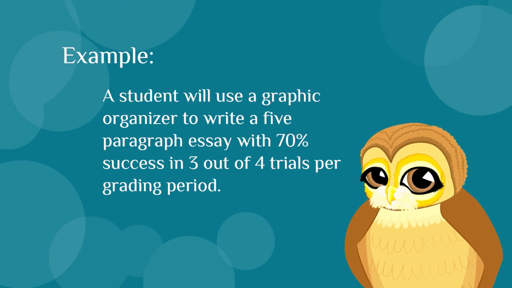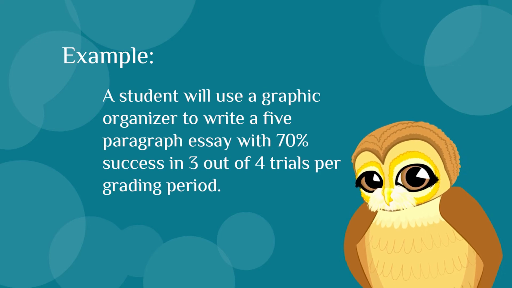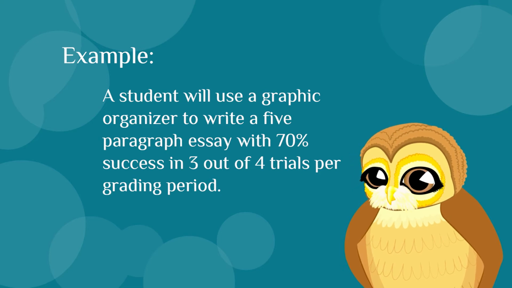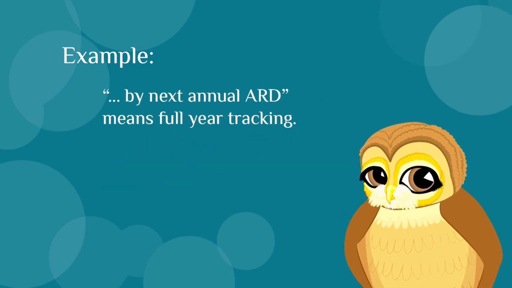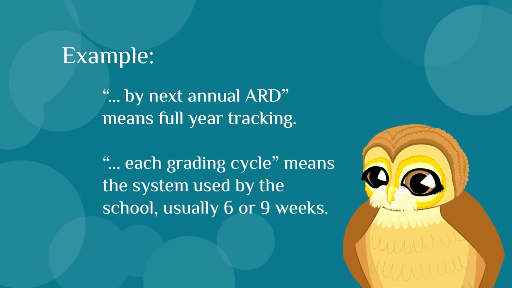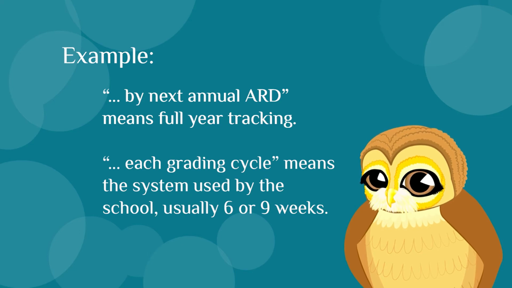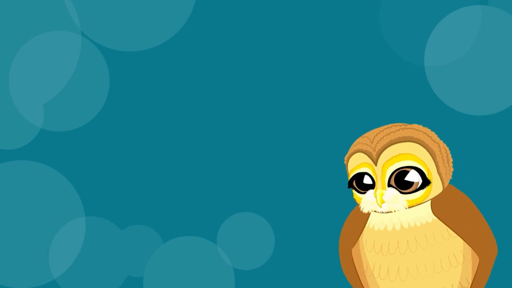Note that regardless of how many essays are actually assigned, the student must have at least a 70% on at least 3 of them within whatever grading period in order to meet or exceed the goal. If they do not meet that grade on their essays, the case manager will note it on the goal progress report. Typically, the beginning of each goal will say by the next annual ARD, which means that the case manager will be tracking the goal for the full year before the next yearly ARD meeting. If a goal notes that it will be tracked for each grading cycle, then the case manager will be looking for the 3 passing essays in each grading cycle, which could be either 6 or 9 weeks, based on your school's determination of a grading cycle. If you homeschool, you can decide which grading cycle you would like to use.